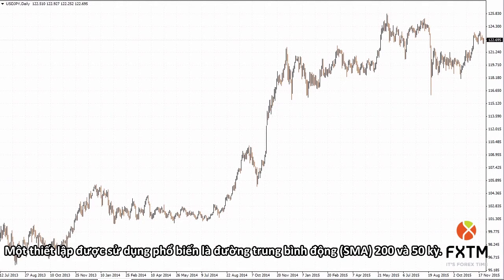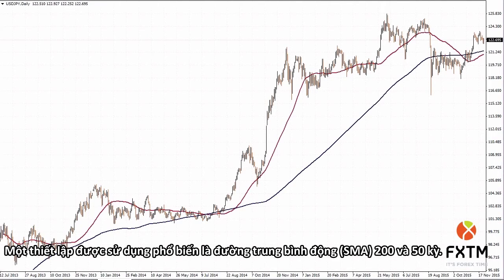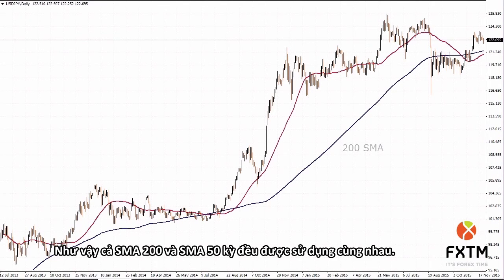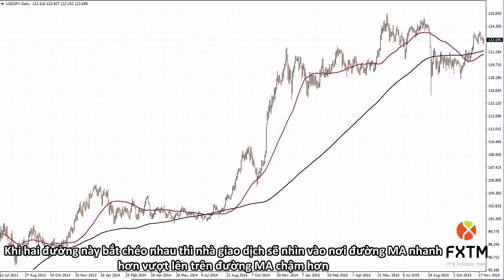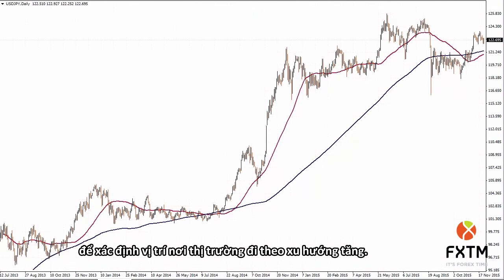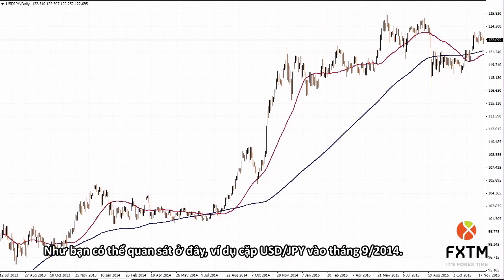So a common setup for this would be a 200 and a 50 period simple moving average. So using both a 200 period simple moving average and a 50 period simple moving average applied together. Now, as these crisscross each other, so as the faster moving average crosses above the slower moving average, they would look at that as a line in the sand, if you will, for where the market has become bullish. So you can see that here, for example, in September of 2014 on the dollar-yen pair.